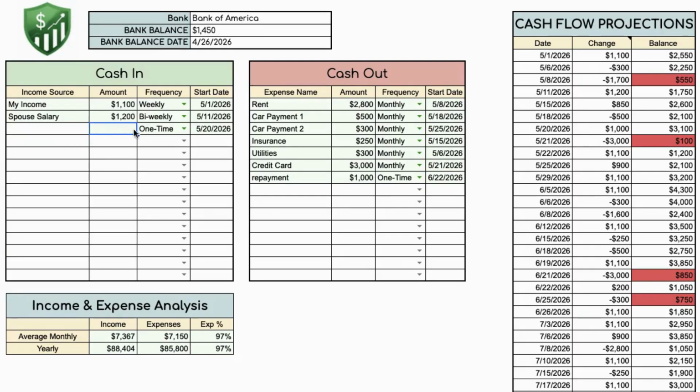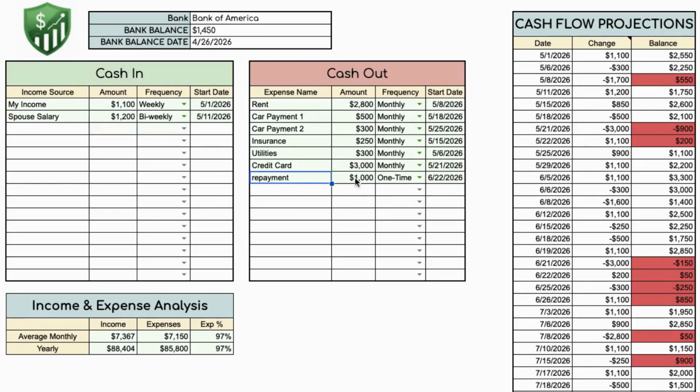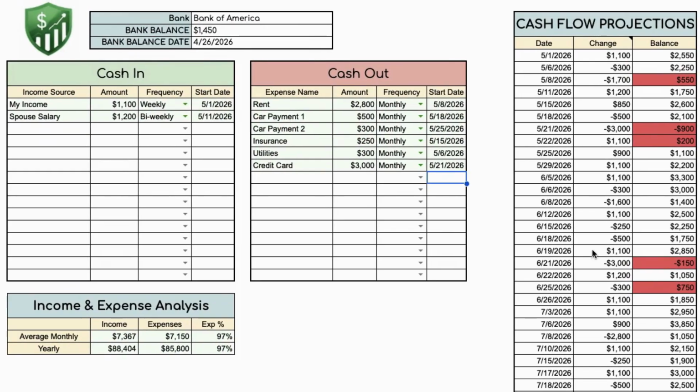Final takeaway. That's what Cash Flow Guard is all about. No guessing, no surprises, just a clear view of your money before things go wrong. Once you set it up, it only takes a few minutes to update, and it gives you complete control over your cash flow. Give it a try and see your money before it happens.